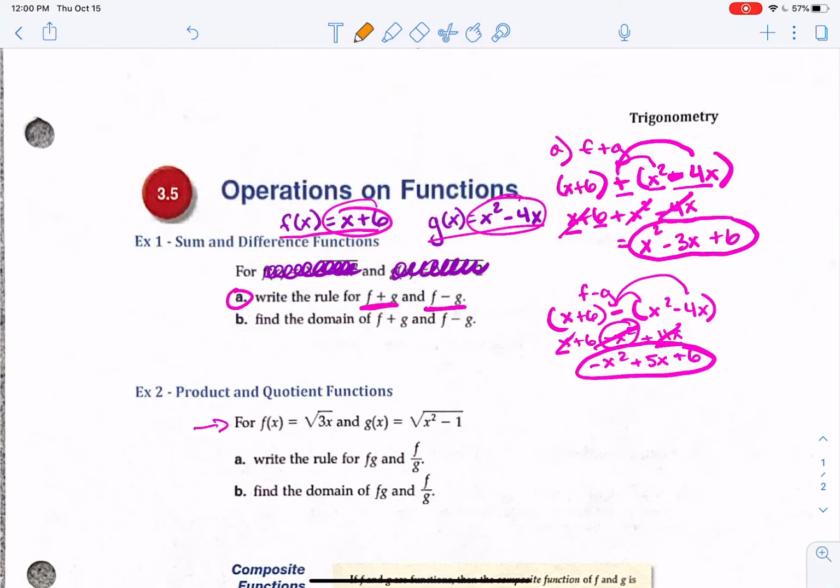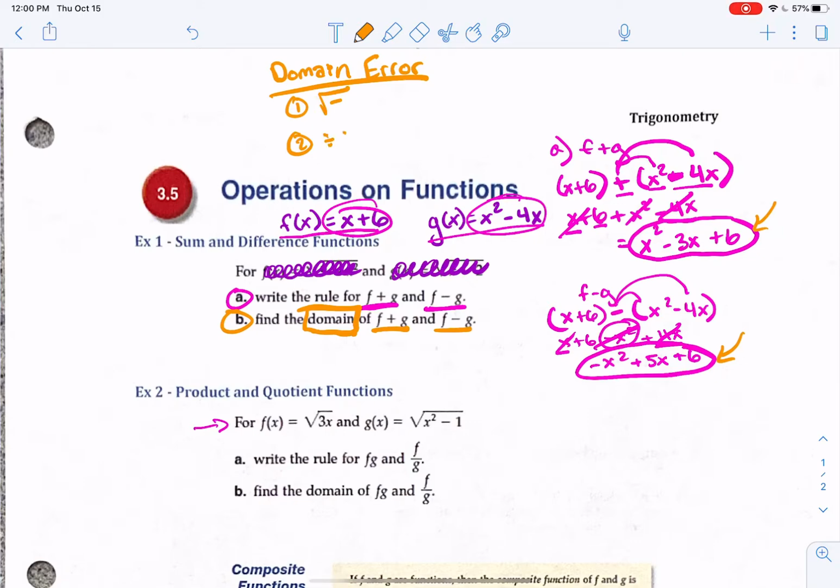I'm going to do this in a different color. So part B, find the domain of f plus g and f minus g. So we've got these two functions here. And we're looking at what we are allowed to plug in for x, because that's what domain means. Domain means what x's can I plug in and what x's can I not plug in. And if you remember from a few sections ago, we had just two things that will cause domain errors, is what I call them, and that is having a negative inside of a square root or dividing by 0. Those are the two main things that I have to worry about happening when I'm plugging things in for x.